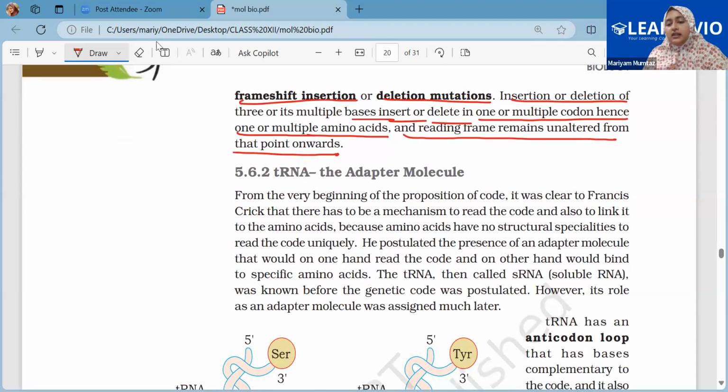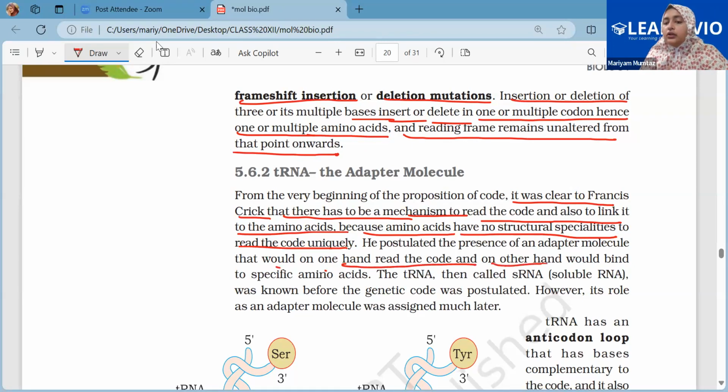Now talking about the tRNA. From the very beginning of the proposition of code, it was clear to Francis Crick that there has to be a mechanism to read the code and also to link it to amino acids, because amino acids have no structural specialties to read the code uniquely. He postulated the presence of another adapter molecule that would on one hand read the code and on the other hand bind to specific amino acid.